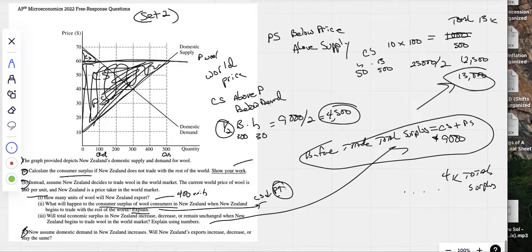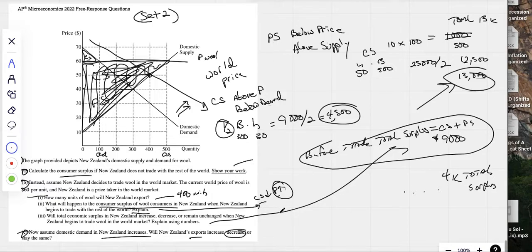Now assume that domestic demand in New Zealand increases. Demand increases, right? Will New Zealand's exports increase, decrease, or stay the same? What we should recognize here is that if demand increases, that's going to drive the price up, and if the price goes up, our consumers are going to want more of this good, right? So if consumers want more of this good, that would mean exports have to decrease.